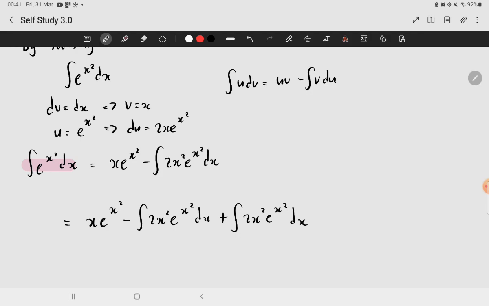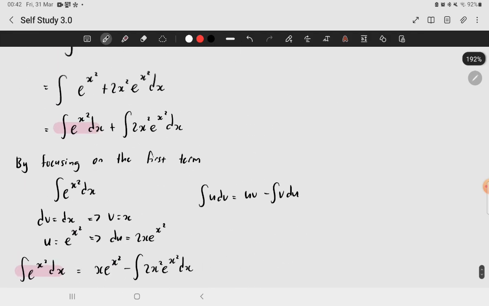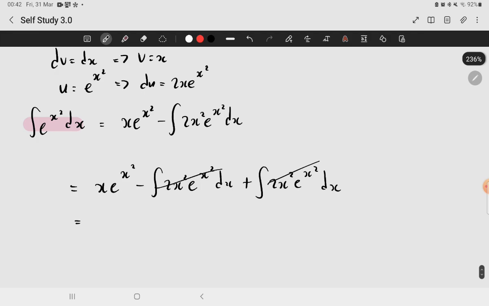Now, since both of these terms are alike, they cancel out. And since we are dealing with an indefinite integral, at the end there will be a constant. It's just that we do not know what the constant is. It could be 0 or 2, that's why we call it a constant. So this could be simplified further. It will be x times e to the power of x^2.